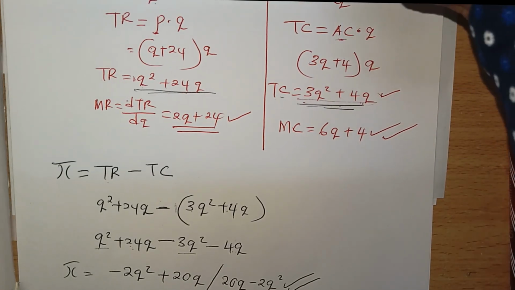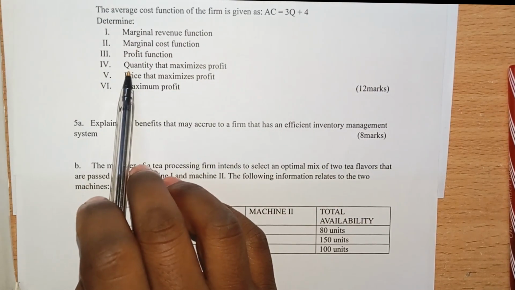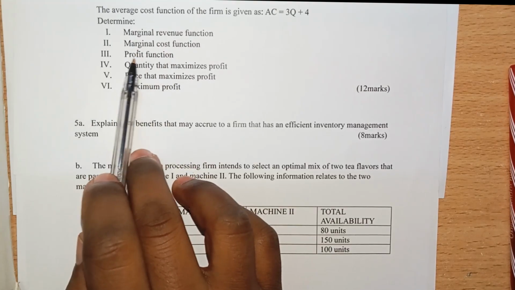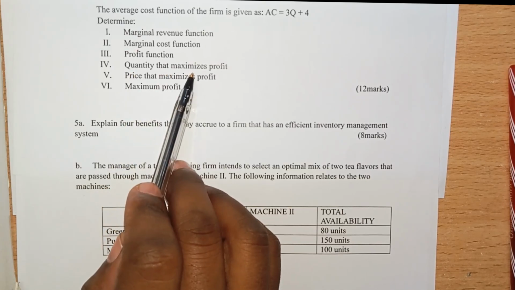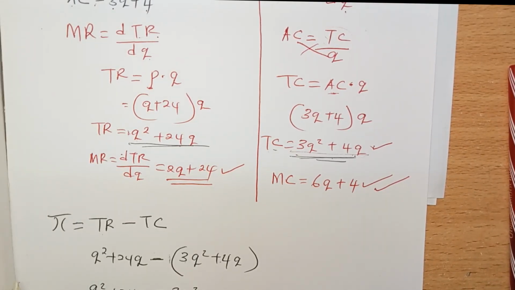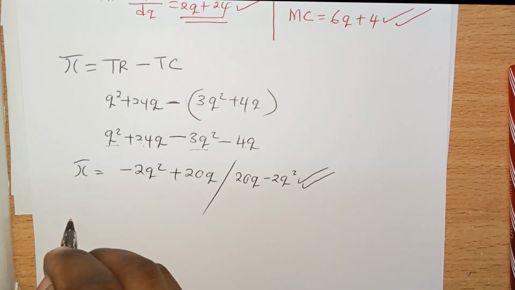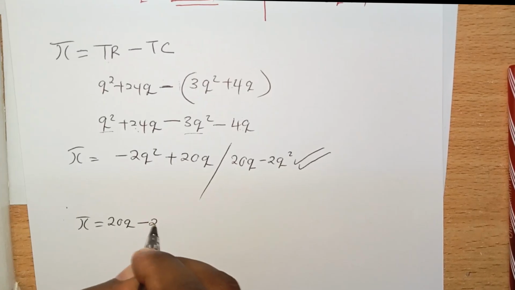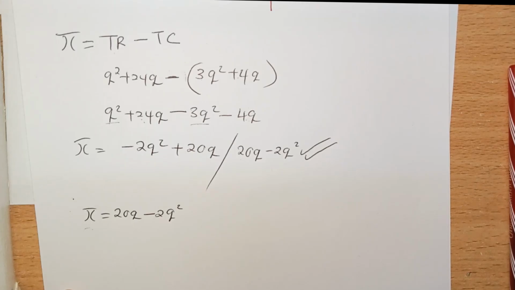Let us now proceed to the next part of that question, which says we find the quantity that maximizes profit. We have been able to find the marginal revenue function, cost function, and profit function, and now we are at this point, which says we determine the quantity that maximizes profit. For us to find it, we differentiate the profit function and then equate it to 0. Our profit function pi is given as 20q minus 2q squared, and I want to differentiate this function so that I can get that quantity that maximizes this profit.